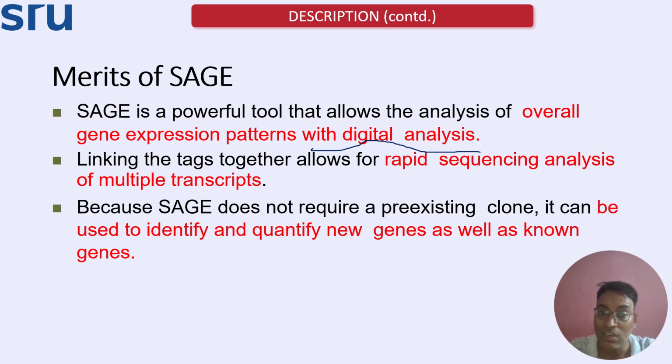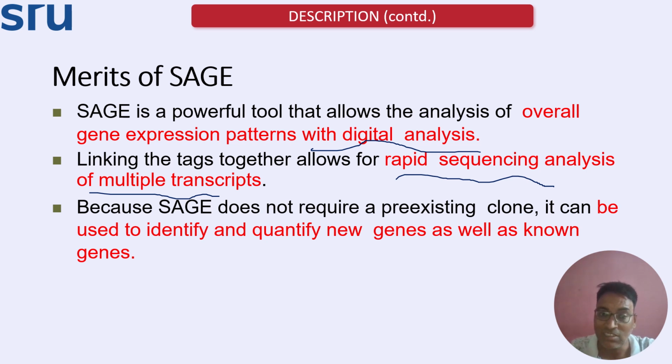It allows for rapid sequencing analysis of multiple transcripts. How exactly? Because I am able to integrate multiple ditags into a single long concatemer. By cloning the concatemer, I can easily identify how many transcripts are produced in a cell under certain conditions, and what the expression level is. So it allows us to rapidly analyze all the sequencing data in one shot.